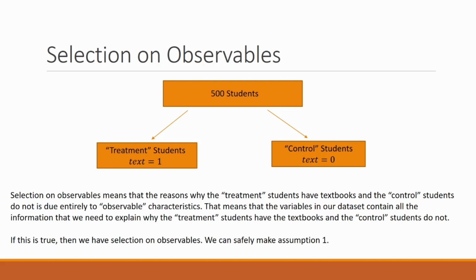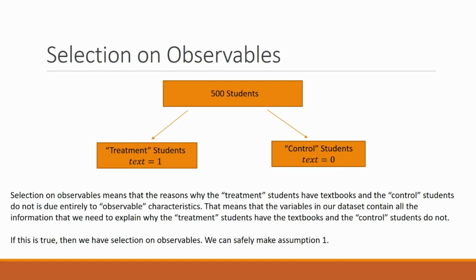All right, so let me go back to this example that I used about income. Let me use this example to illustrate what I mean. Let's say we've gone in, we've collected data on 500 students, and we've found that 200 of those students have textbooks and 300 students don't. The question is, why do these students have the textbook and these students don't?